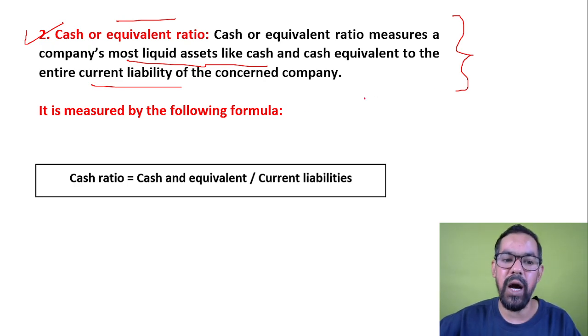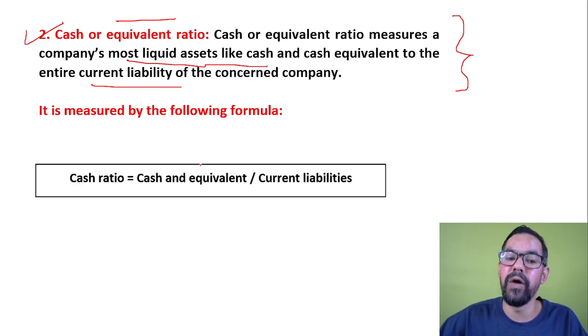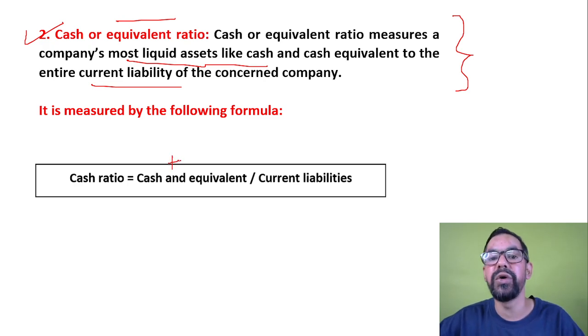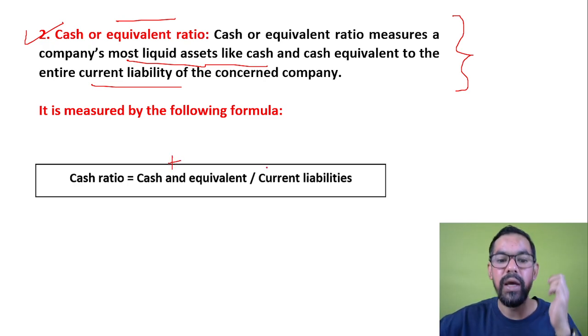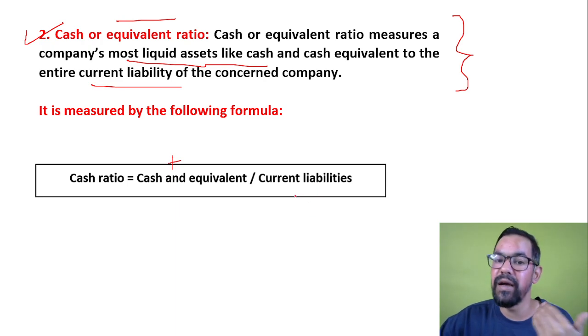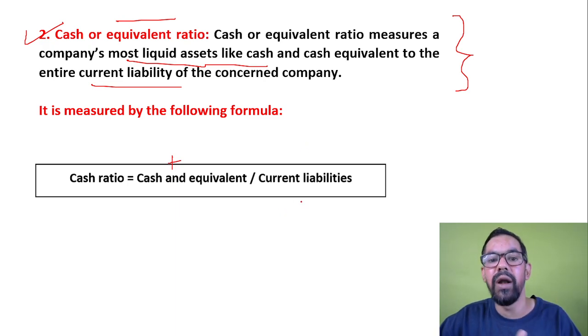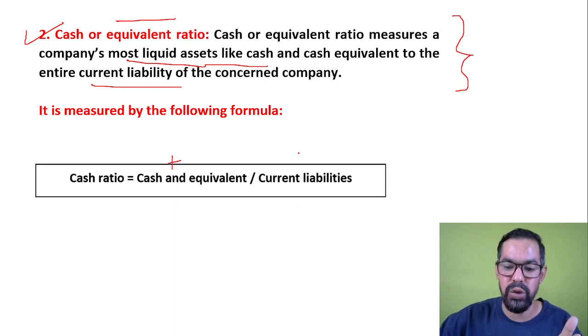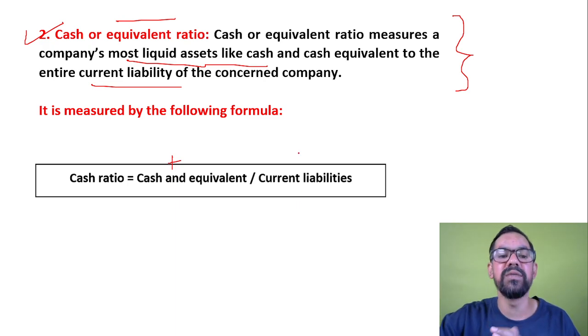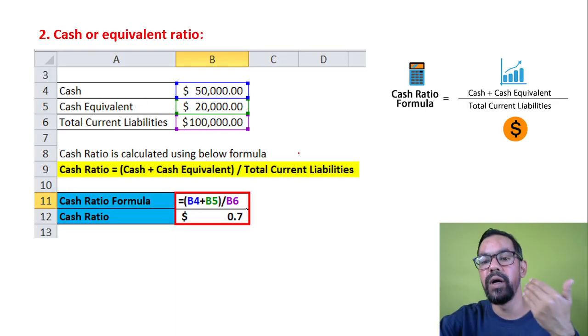Now it is measured by the following formula. Cash ratio equals cash plus equivalents, marketable securities and all, divided by current liabilities. Current liabilities, you know, are things like payroll dues, salaries, rent, or any other utility expenses. These are all part of your current liabilities. On the basis of this, we'll solve a case, which will give you more clarity.